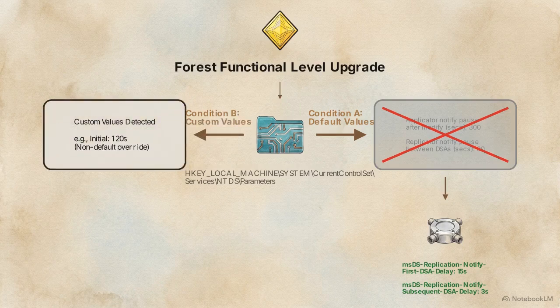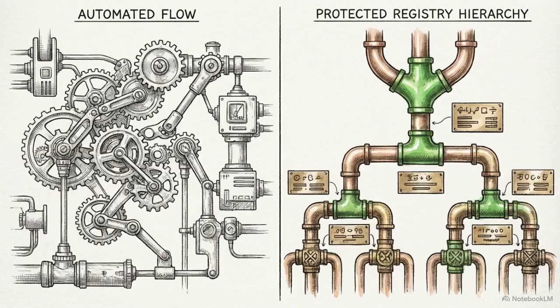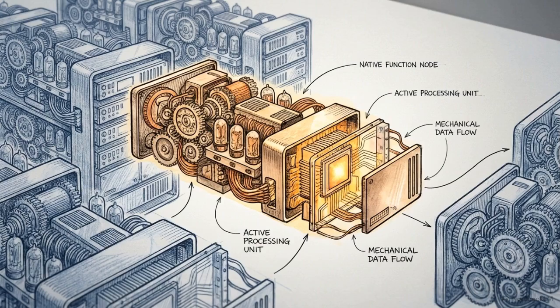This mathematical discrepancy indicates a human administrator previously customized the delay timers. When this happens, a preservation protocol engages. The upgrade process leaves these custom registry values completely intact. The script aggressively optimizes default environments while strictly respecting and preserving intentional administrator customizations. Understanding this logic is critical for managing a fully deployed, natively functioning Windows Server 2003 environment.